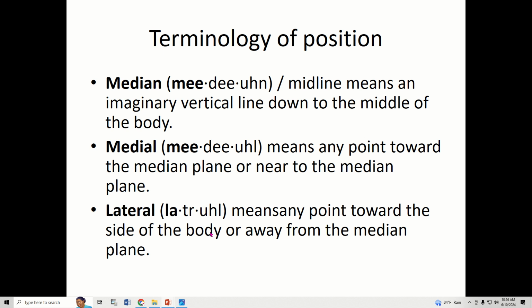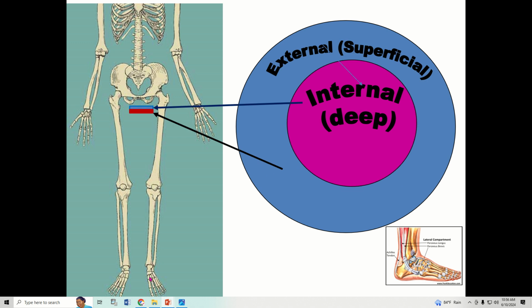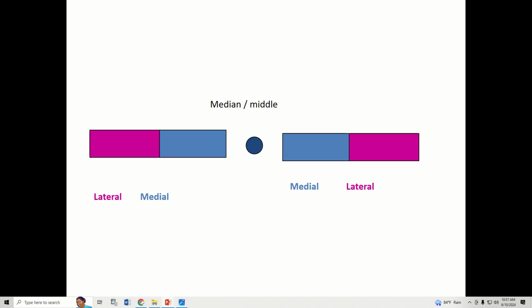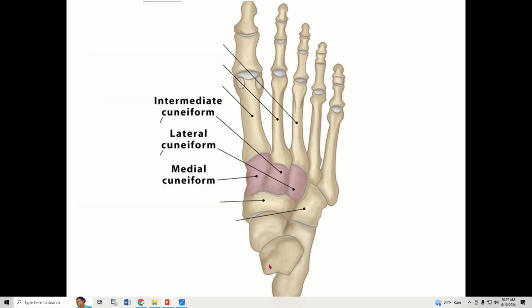Terms of position. Median means midline, an imaginary vertical line down the middle of the body. Medial, any point toward the median plane. Lateral, any point away from the median plane. This is median umbilical ligament. This is medial umbilical ligament. This is lateral umbilical ligament.